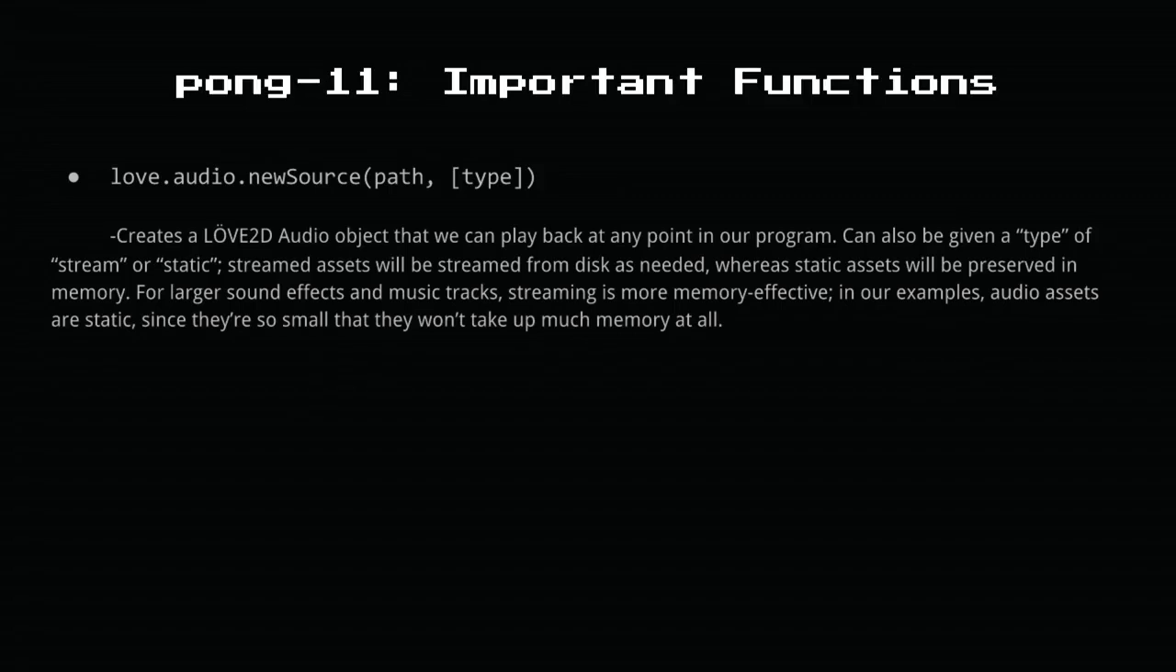love.audio.newSource is a function we're going to look at here. All this is going to do is take a path and then optionally a type. And this path is going to be to a sound file. And it's going to create an audio object that you can play back at any point in your application. So what we're going to effectively do is, whenever a collision happens, depending on what type of collision it is, we'll just play a particular sound.